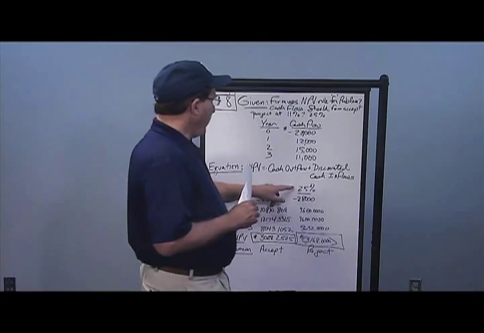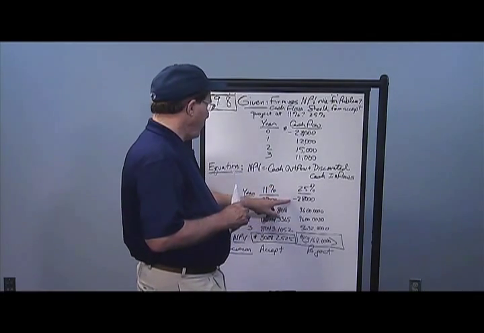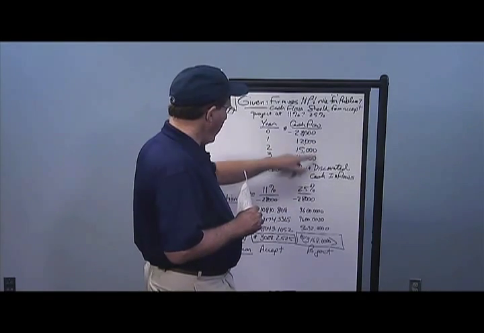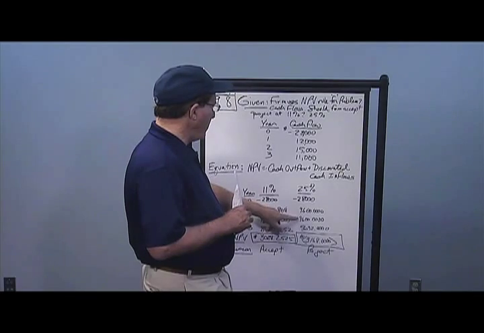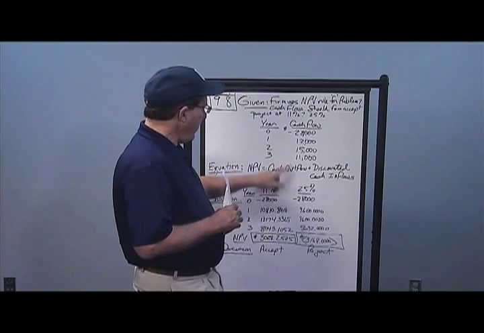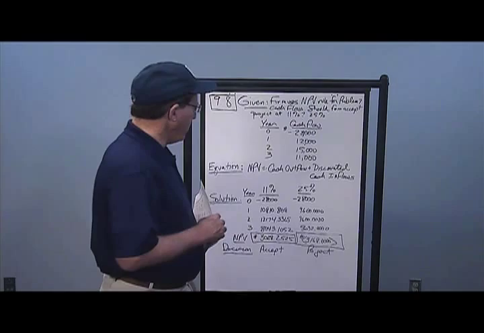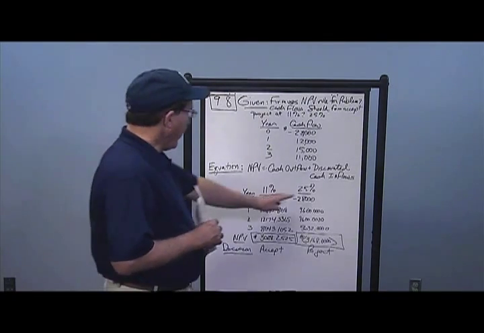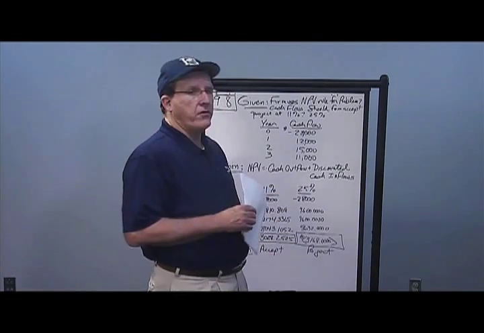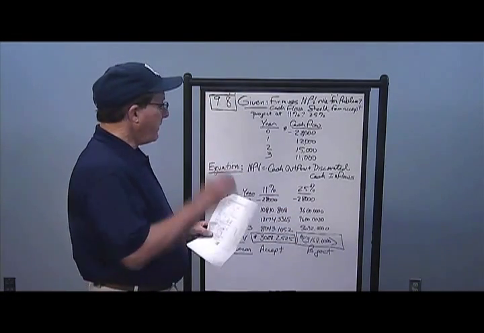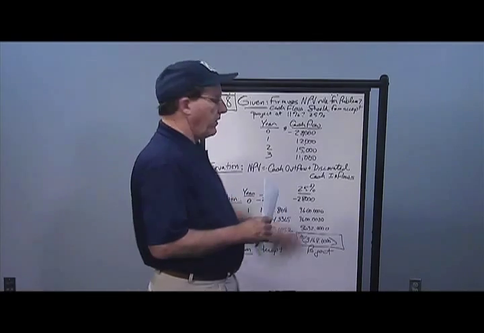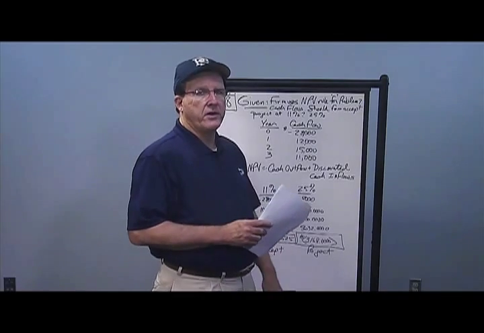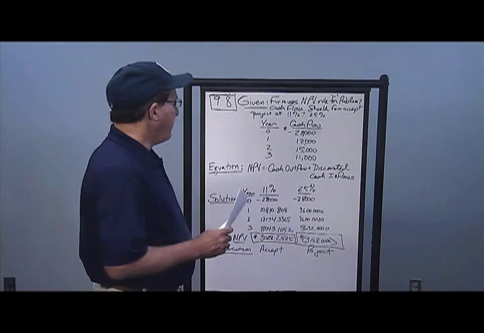In the 25% case, again, the $28,000 is not discounted. The 12,000 is discounted by 1.25. The 15,000 divided by 1.25 squared is 9,600, and the 11,000 divided by 1.25 cubed is 5,632. Add these together with the 28,000, I get negative 3,168. So at 25%, the discounted cash inflows don't cover the cash outflow, and I get a negative 3,168. So I would reject the project at a 25% discount rate.